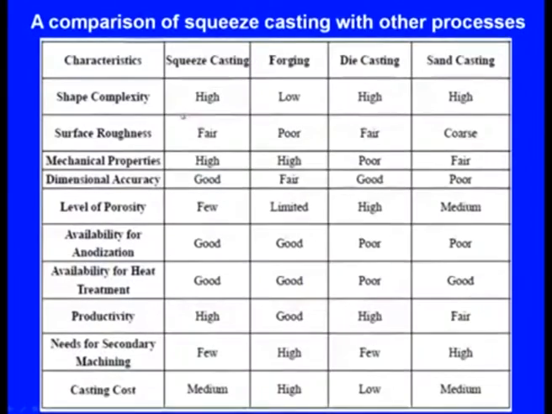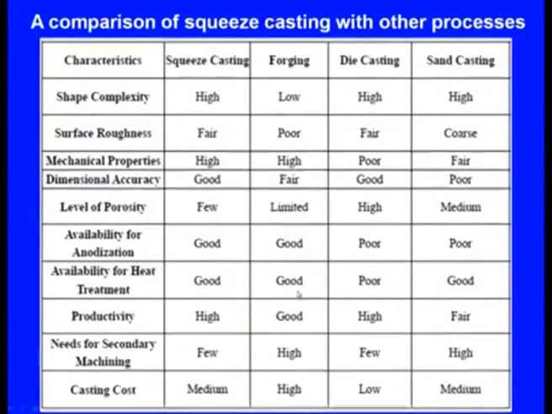But in the case of the forging, you see shape complexity low, surface roughness poor, mechanical properties high, dimensional accuracy fair, level of porosity limited, availability for anodization good, availability for heat treatment good, productivity good, needs for secondary machining very high and casting cost is very high, you can see here.